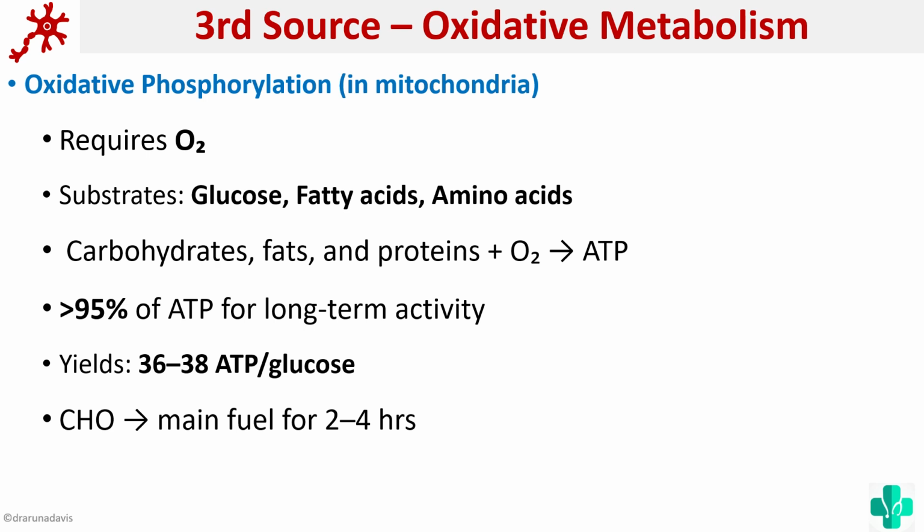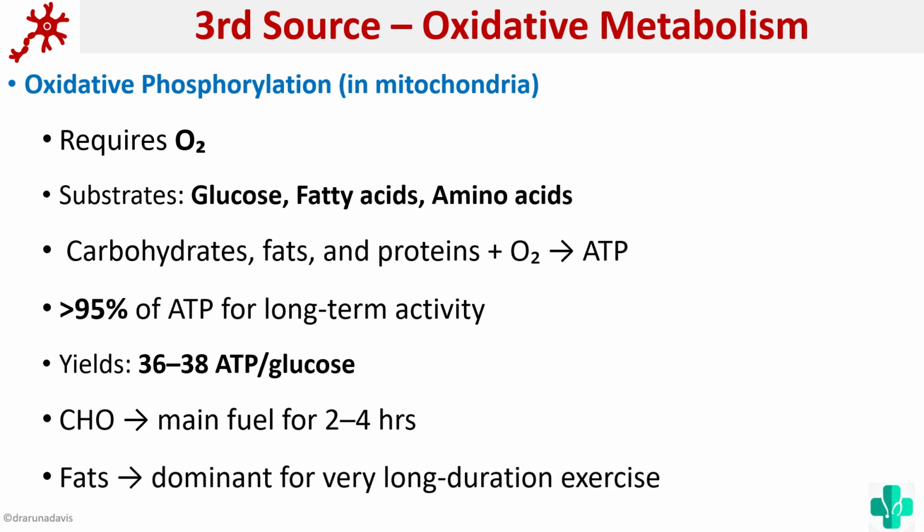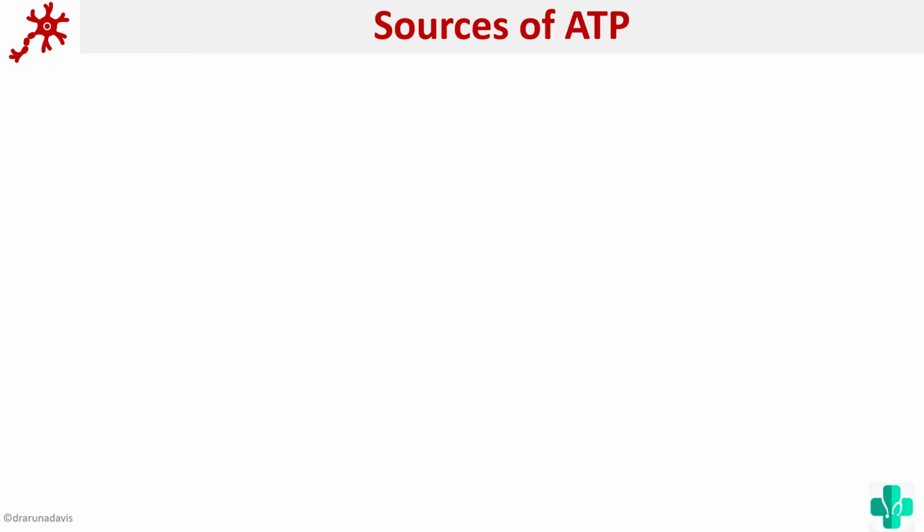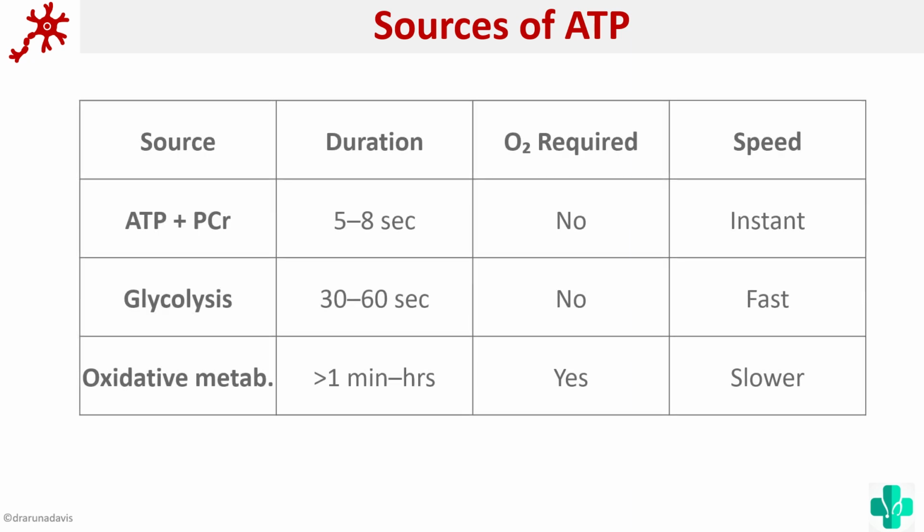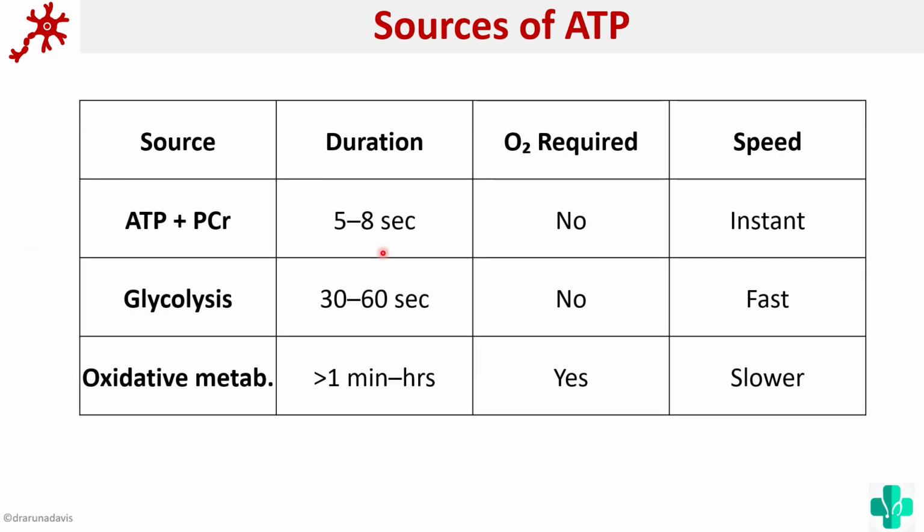And carbohydrate can be the main fuel for approximately 2 to 4 hours. Fats can help, especially in long duration exercises. So even though oxidative phosphorylation is slow, its output is really huge when compared to the other forms of energy. So in a nutshell, the sources of ATP are phosphocreatine, which is useful in the first 5 to 8 seconds, then glycolysis up to 1 minute. But after that, we have oxidative metabolism. Even though it is slower, its energy output is more.